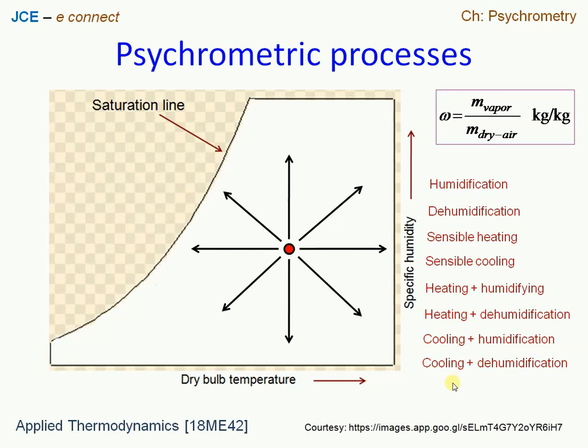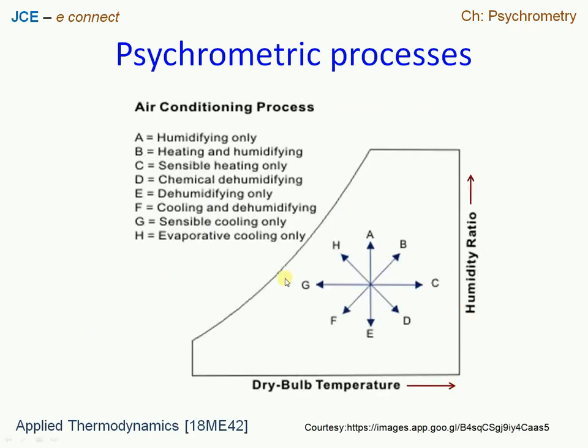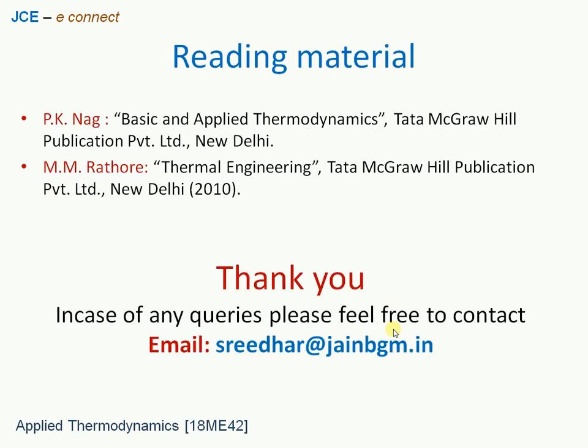So friends, we have different processes identified on a psychrometric chart here. The summary of that is shown here. So with this we have come to the end of today's lecture. In today's lecture we have seen the salient features pertaining to the psychrometric chart at 1 atmospheric pressure, and then we have also had a feel of different processes one can identify on the psychrometric chart. Thank you for your attention.